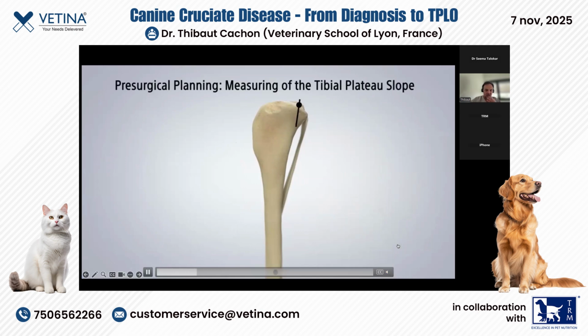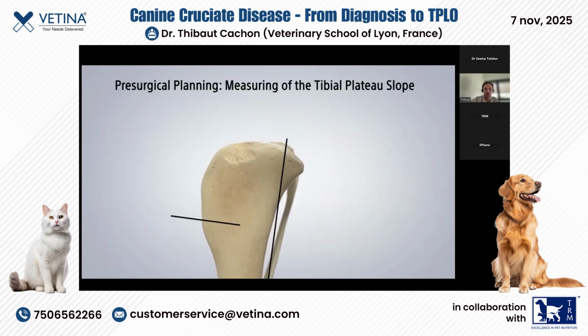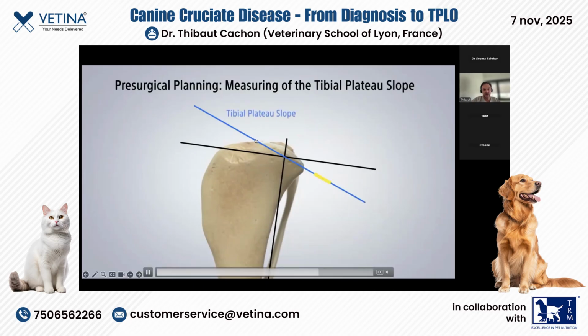You see that you are going to draw the functional axis from the center of the tarsus to the tibial eminence. You draw the perpendicular to this line, and then the tibial plateau slope, which is the cranial attachment of the cruciate and the caudal attachment of the caudal cruciate on the caudal part of the tibial plateau. And this is the tibial plateau angle, which is in this case 29 degrees.